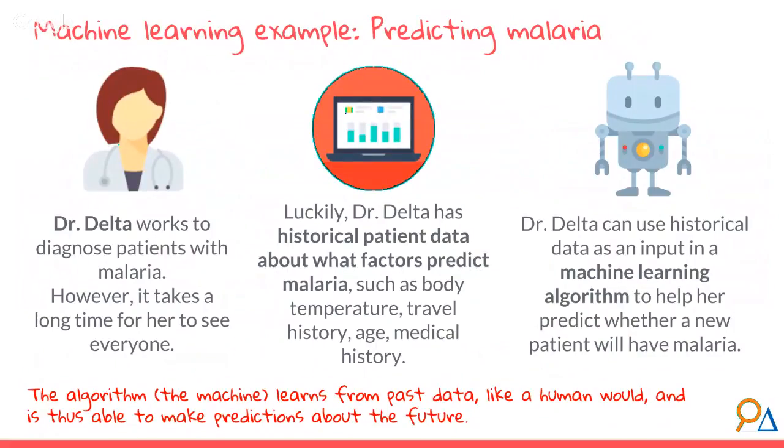Here we have an example of machine learning. We have Dr. Delta who works to diagnose patients with malaria. However, it takes a long time for her to see everyone. So Dr. Delta decided to take historical patients' data and build a machine learning algorithm that predicts whether a new patient will have malaria or not. The algorithm, the machine, learns from past data like a human would, and is thus able to make predictions about the future.